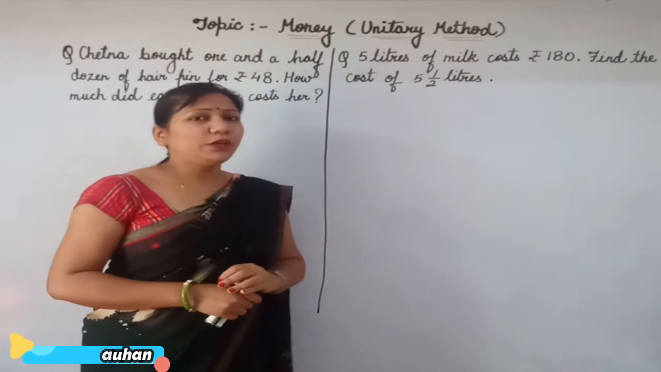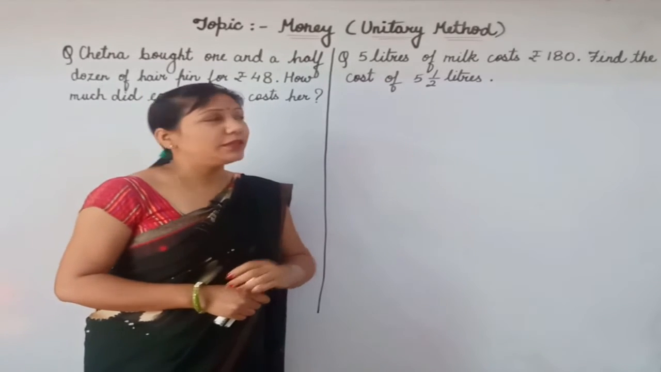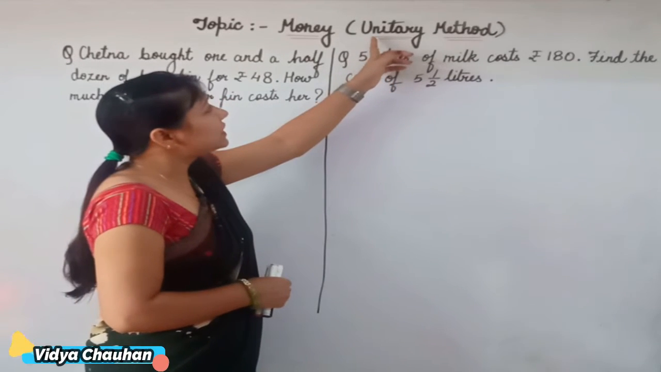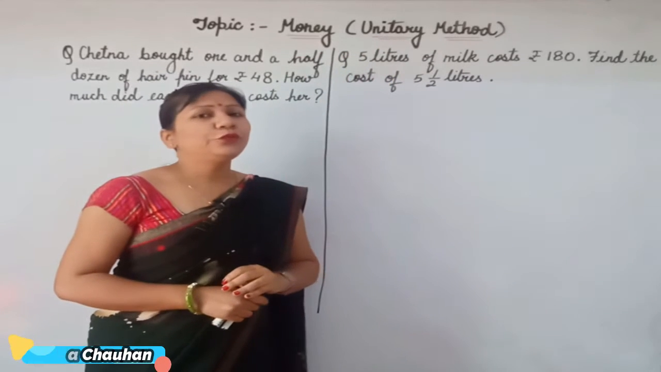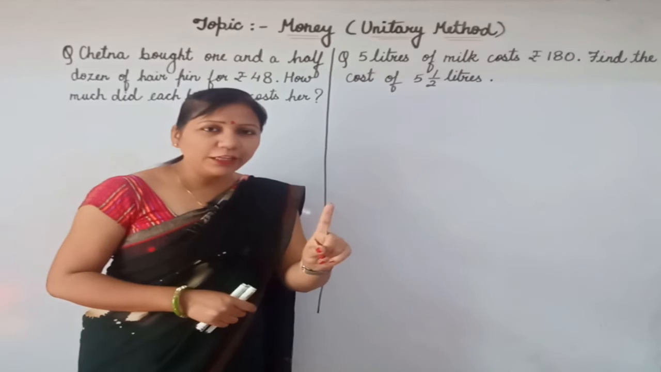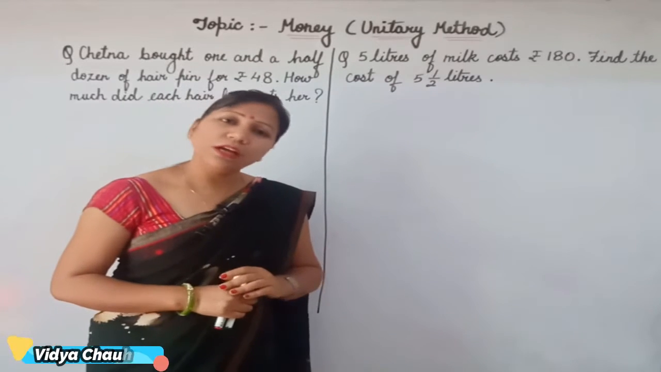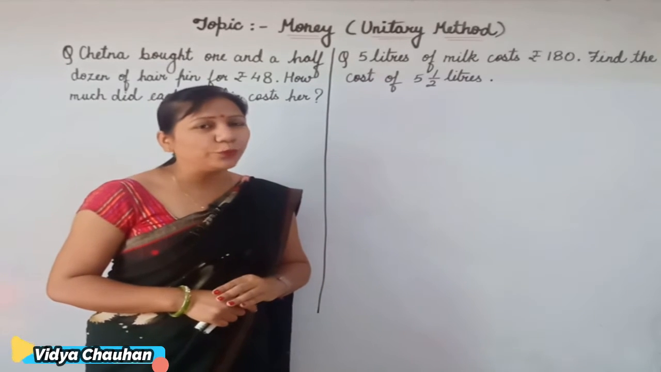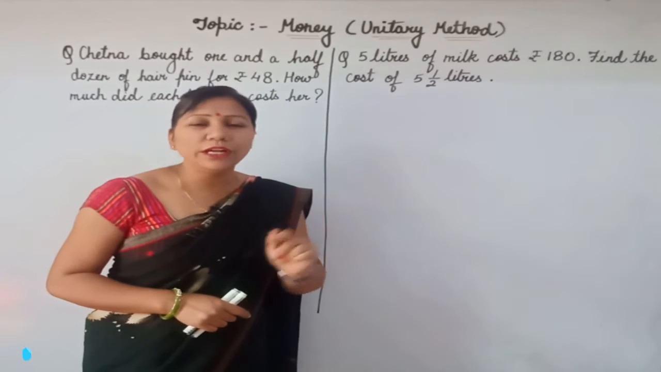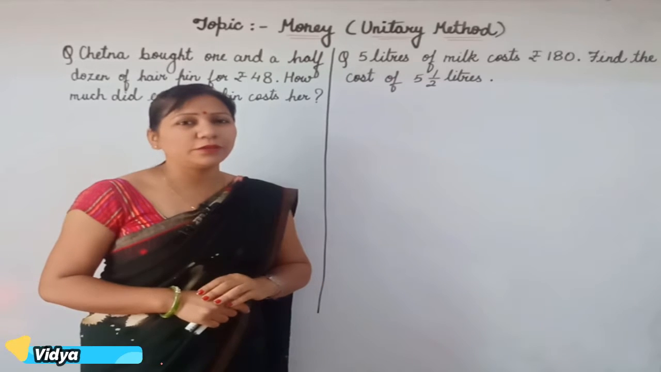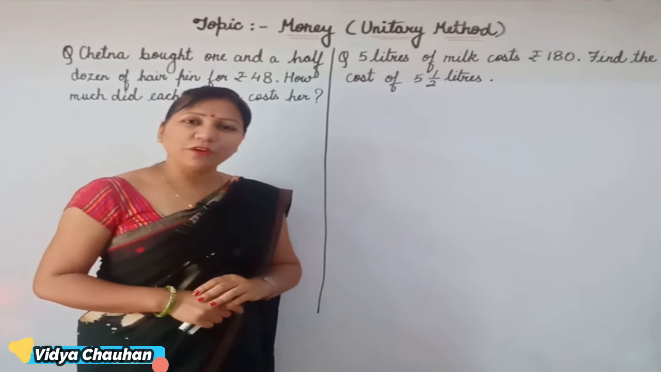First I would like to tell you what the unitary method is. The word itself says unitary. Unitary means to find the cost of a unit item and then find the cost of the number of items asked. So the most important idea here is to find the cost of a unit item, that means one item. Now let's take some questions from your book.